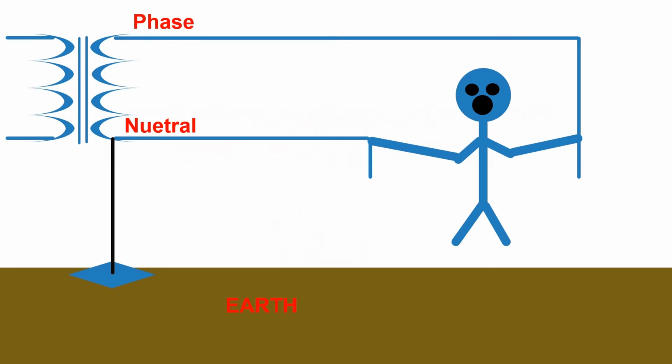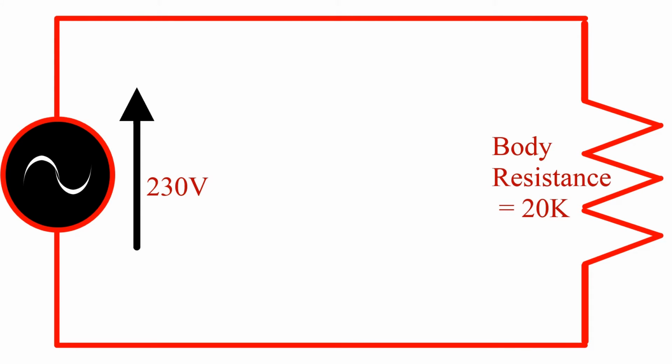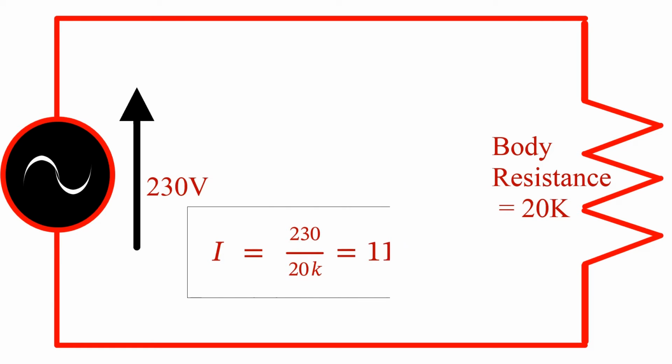Now we will look at one of the most dangerous situations, where a person touches a phase wire with one hand, and a neutral wire with the other hand. Since hand-to-hand resistance is very small, there will be a huge flow of current, and the person will suffer severe injuries. Here the body resistance is only 20 kΩ. So, for a 230-volt, single-phase supply, total current would be 230 divided by 20 kΩ, and that value is 11 mA. This value is very dangerous, and the person feels extreme pain.